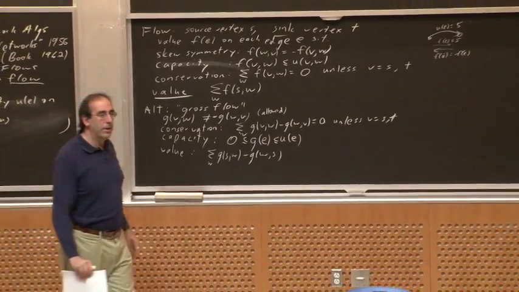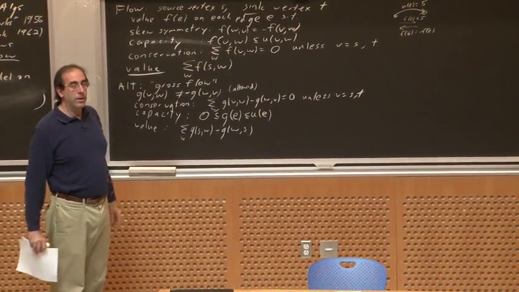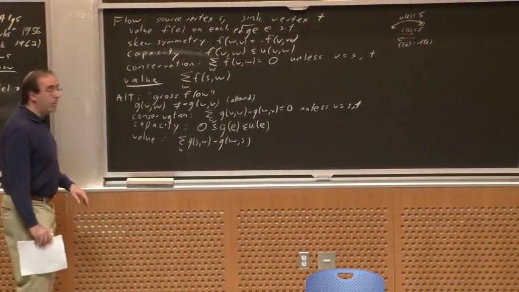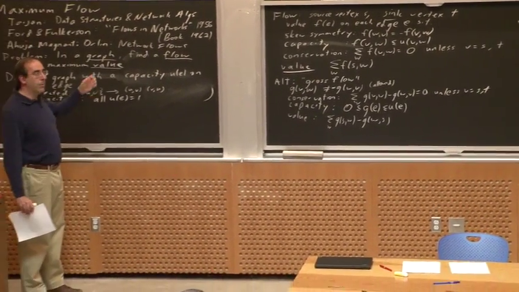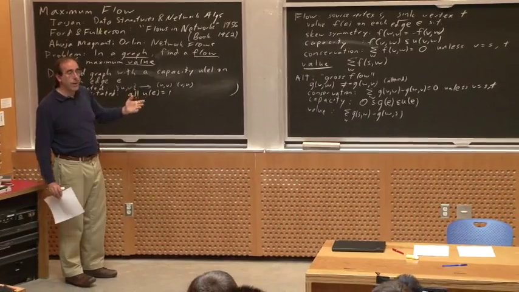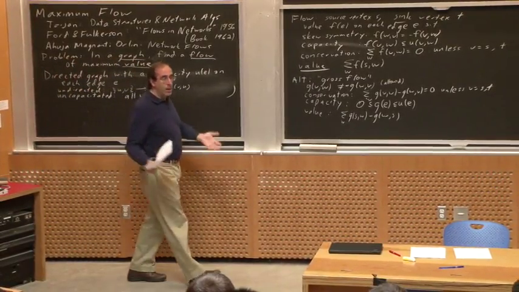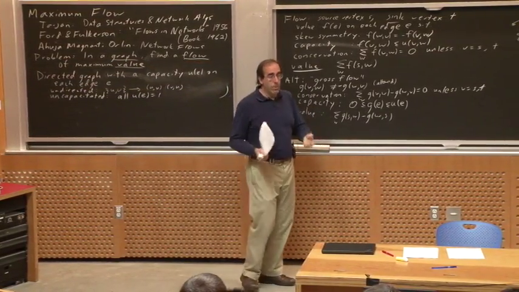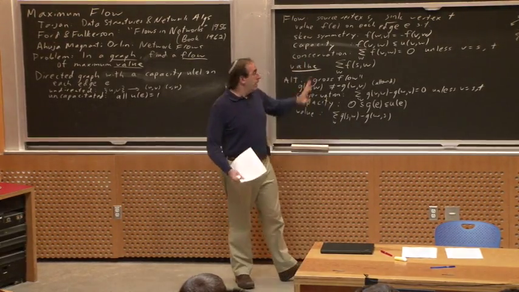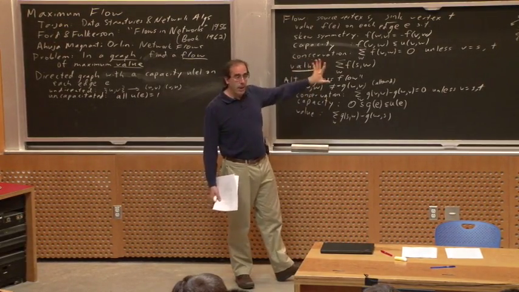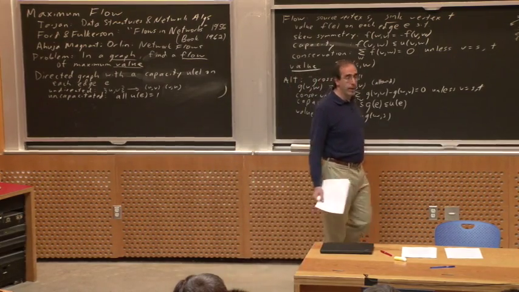Yes? Does the capacity have to be the same in either direction? No. That would give you what I'm calling an undirected graph. If you enforce identical capacities in both directions, then you don't need a directed graph anymore. You would just take an undirected graph and put the capacity on the undirected edge. But the flow problem is more general than that. It allows distinct capacities in the two directions.